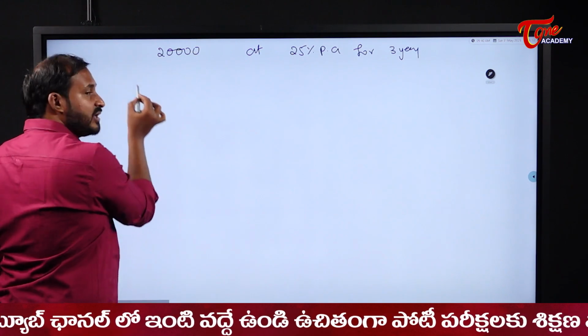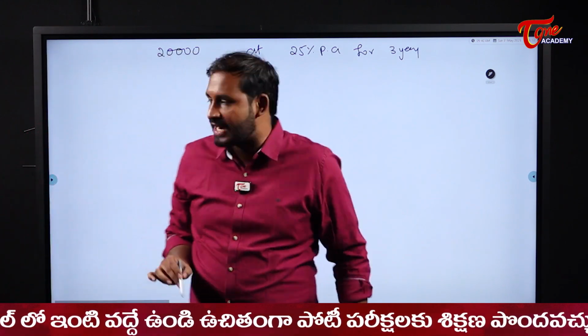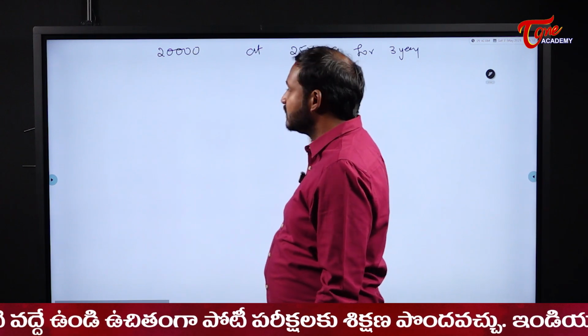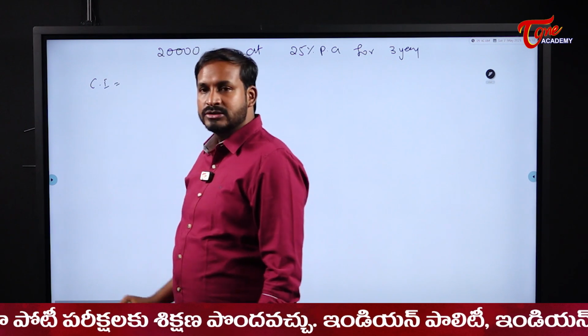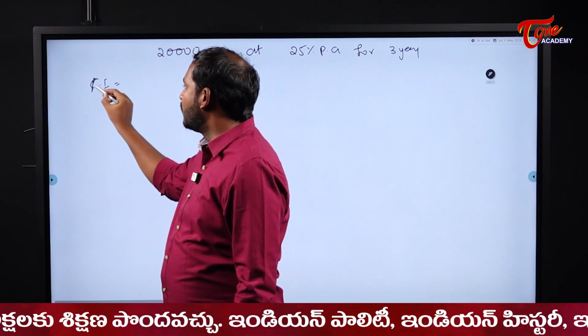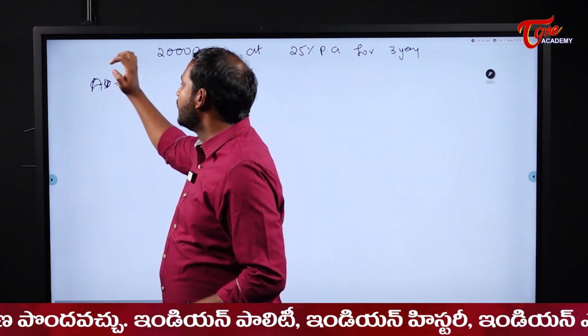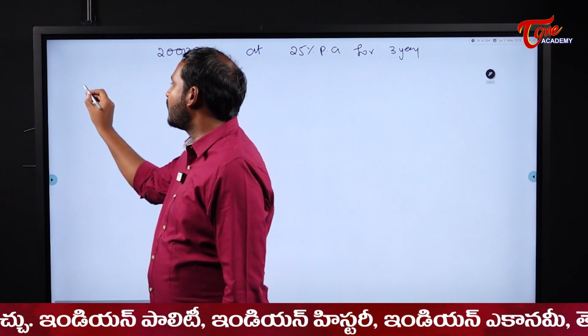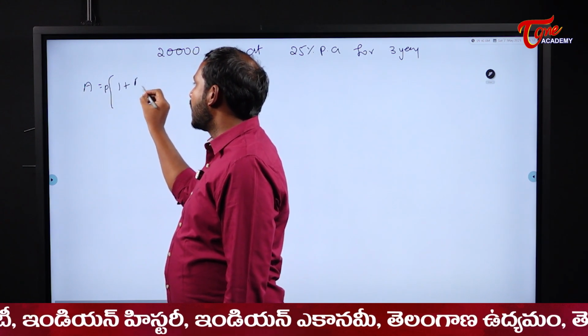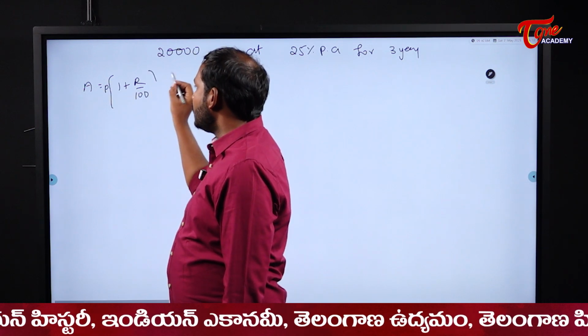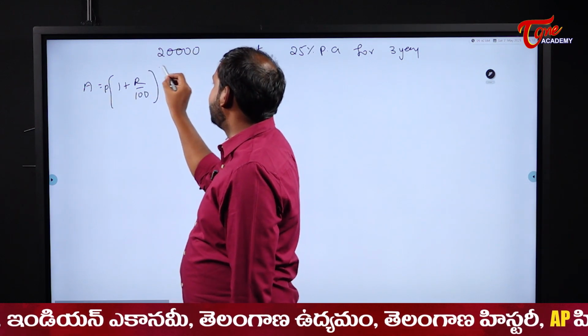First one, using the formula. That is the basic and the standard method. What is it? 20,000. They are asking us to find the compound interest, right? Okay. So first we will find the amount. Anyway, we can easily subtract principal from this amount. So amount formula is what, students? P into 1 plus R by 100 whole to the power of T.